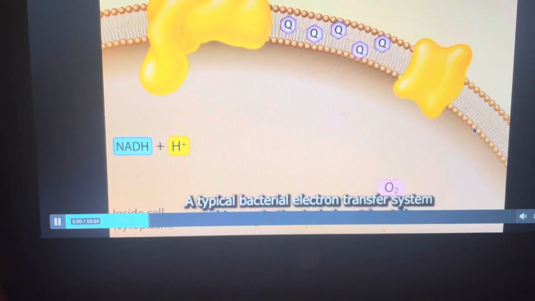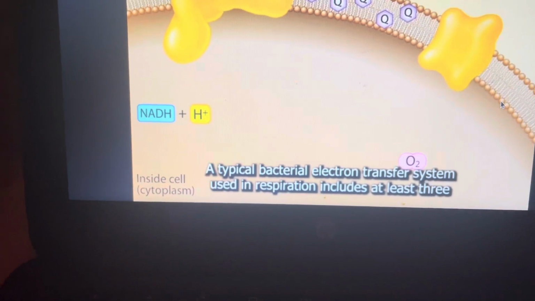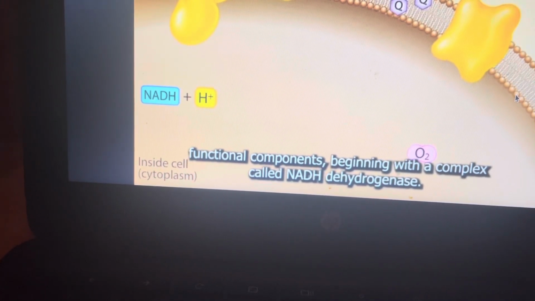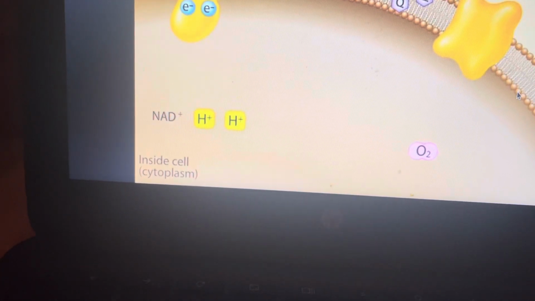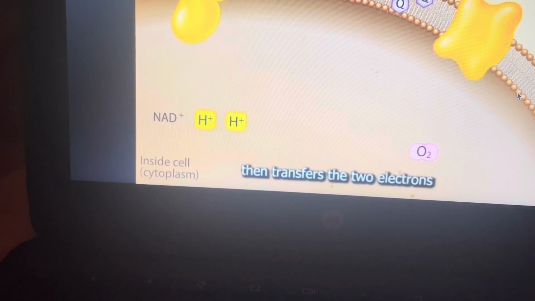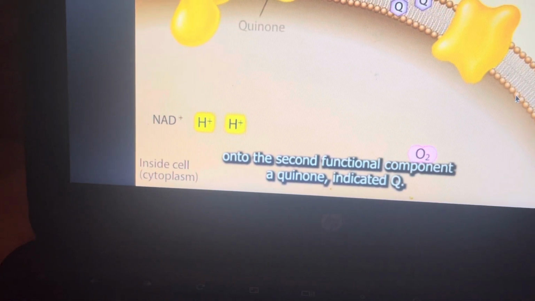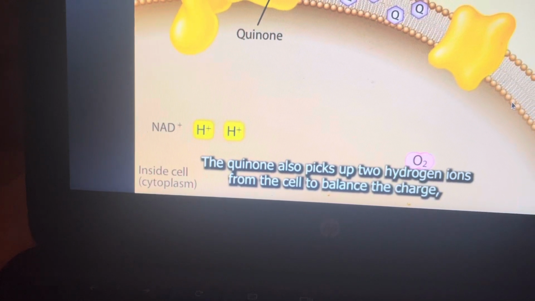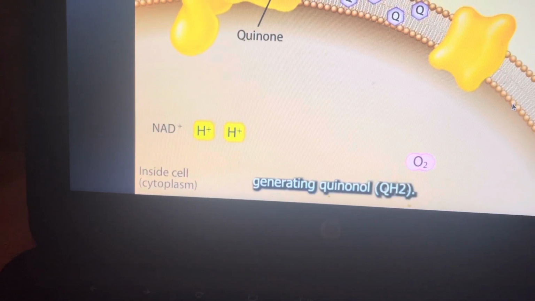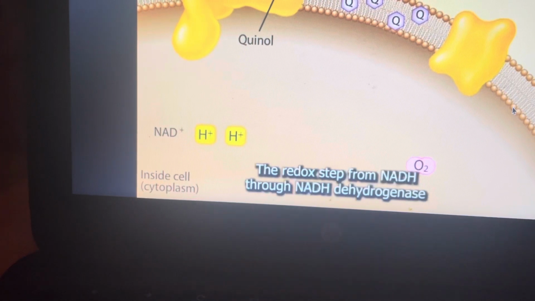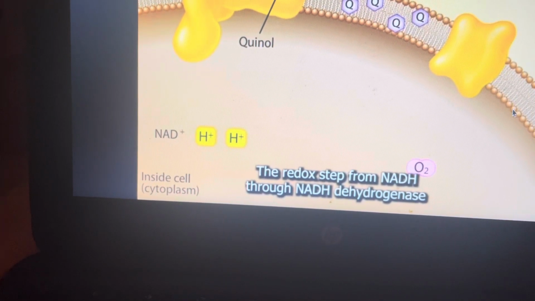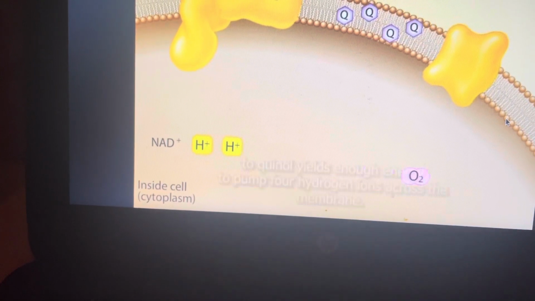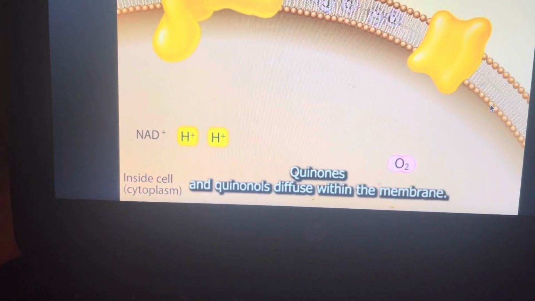A typical bacterial electron transport system used in respiration includes at least 3 functional components, beginning with a complex called NADH dehydrogenase. NADH dehydrogenase then transfers the 2 electrons onto the second functional component, a quinone, indicated Q. The quinone also picks up 2 hydrogen ions from the cell to balance the charge, generating quinol, QH2. The redox step from NADH through NADH dehydrogenase to quinol yields enough energy to pump 4 hydrogen ions across the membrane. Quinones and quinols diffuse within the membrane.